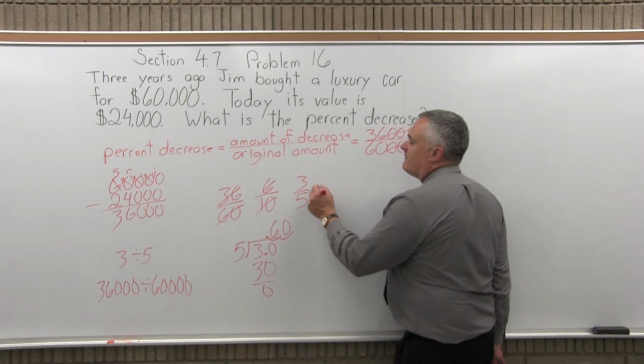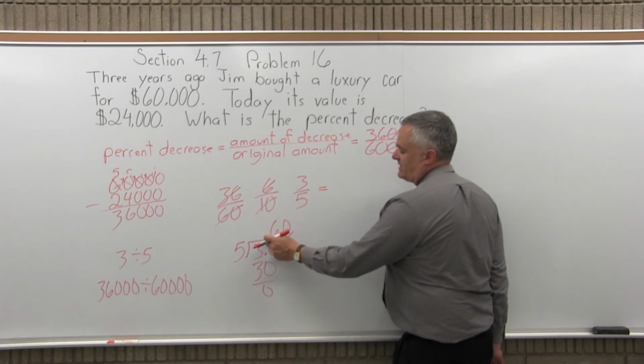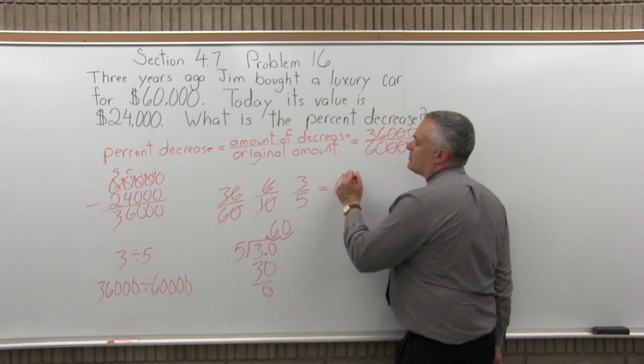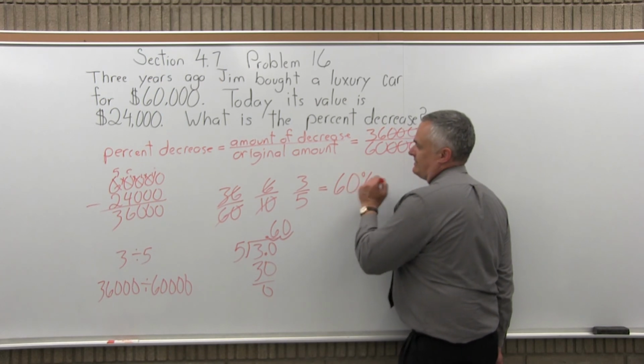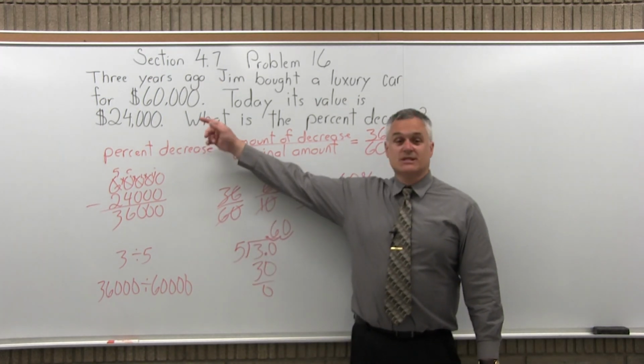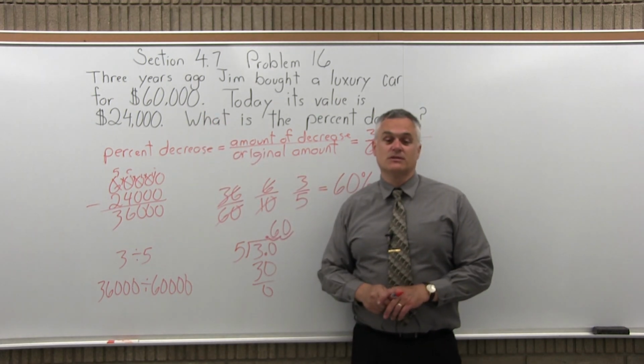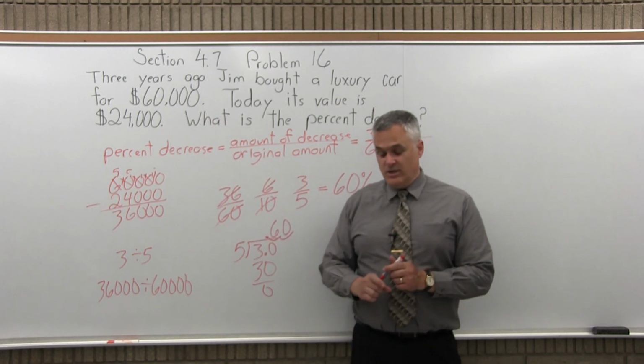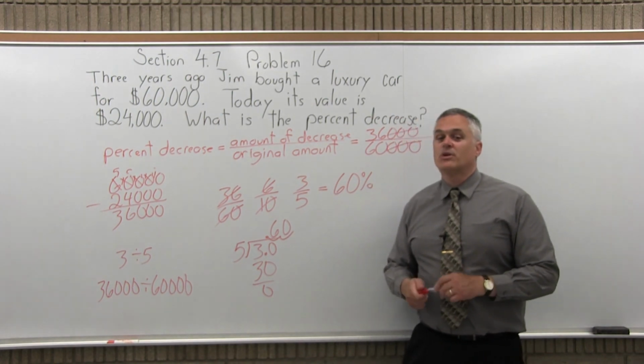So that 3/5 as a decimal is 0.6. As a percent, it's 60%. So the percent decrease in this vehicle's value is a 60% decrease over 3 years. And that's not completely unrealistic. Some cars come down pretty quick in value.